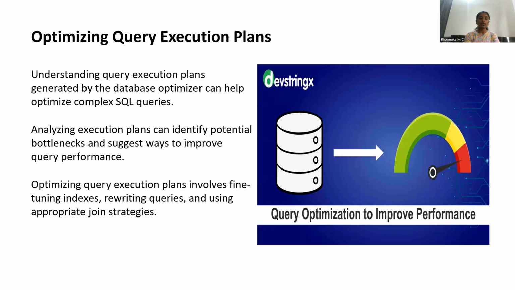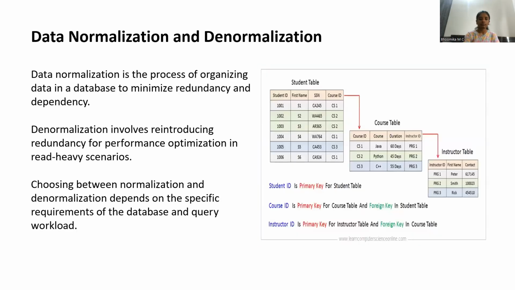Optimizing query execution plans. Understanding the query execution plans generated by the database optimizer can help optimize complex SQL queries. Analyzing execution plans can identify potential bottlenecks and suggest ways to improve query performance. Optimizing query execution plans involves fine-tuning indexes, rewriting queries, and using appropriate join strategies.